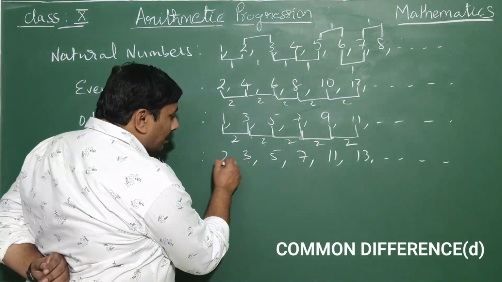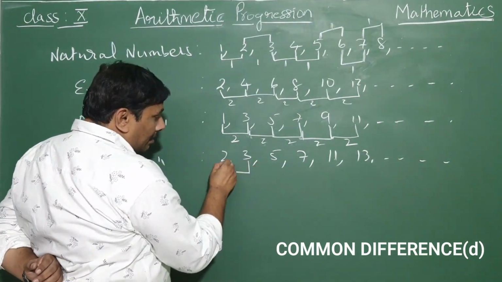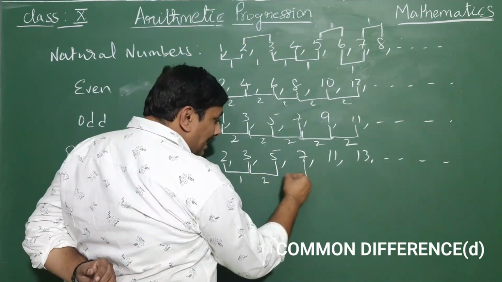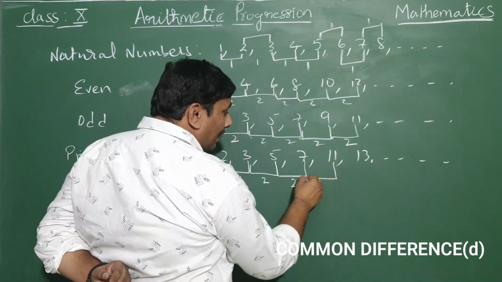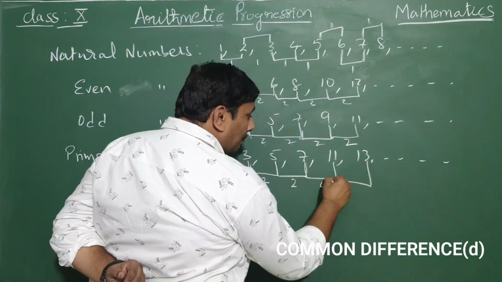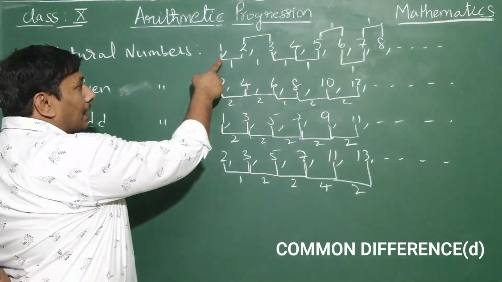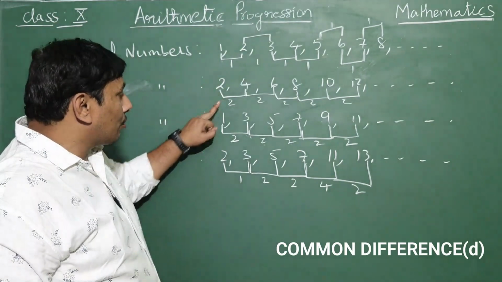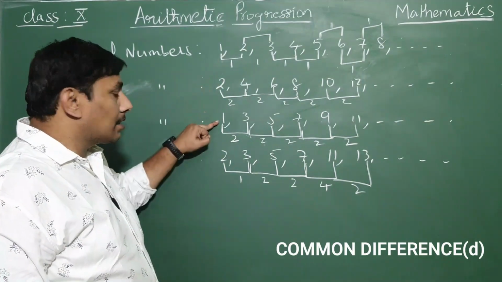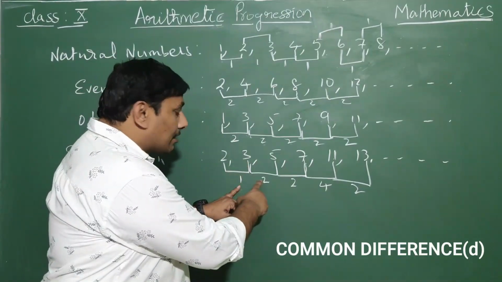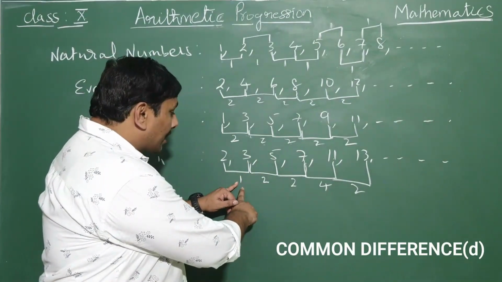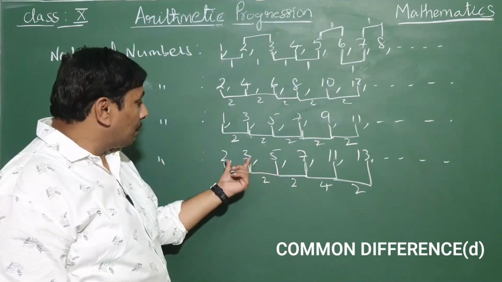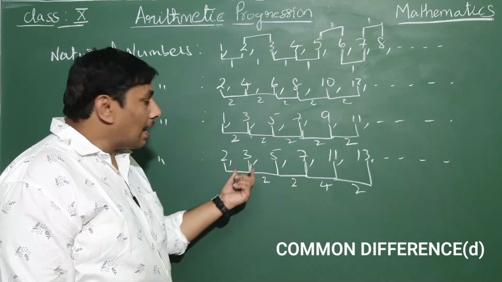The difference between the first two consecutive terms is 1, the next two terms is 2, and the next two terms is 2 again. 11 minus 7 is 4, and 13 minus 11 is 2. If you observe the first, second and third cases, the constant term is 1, 2 and 2 for all these numbers. Whereas here the difference is not constant. Here the differences are 1, 2, 2, 4, 2, which is not constant. The differences between consecutive terms are differing.